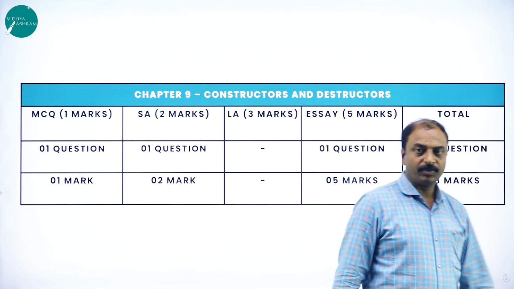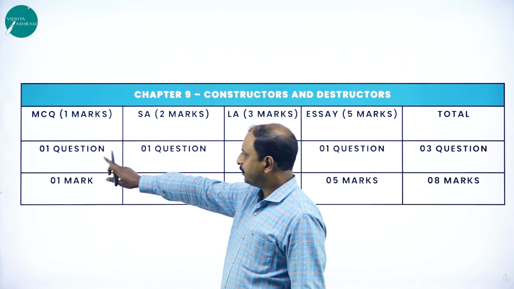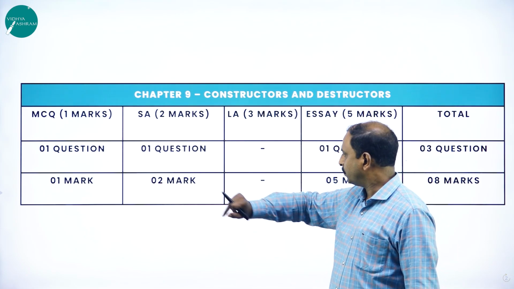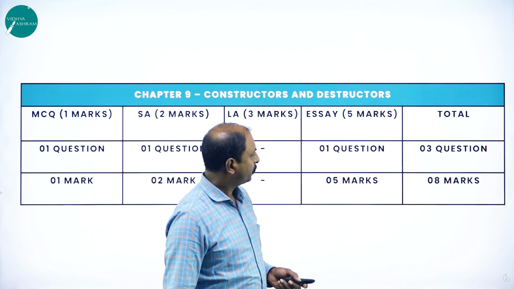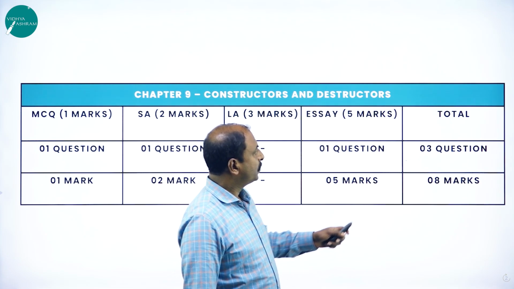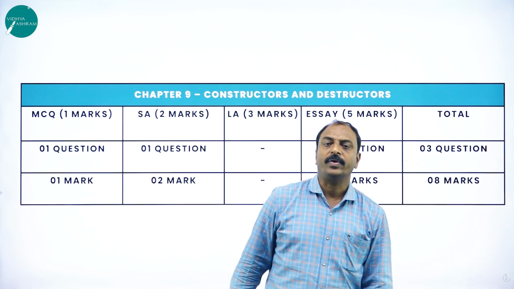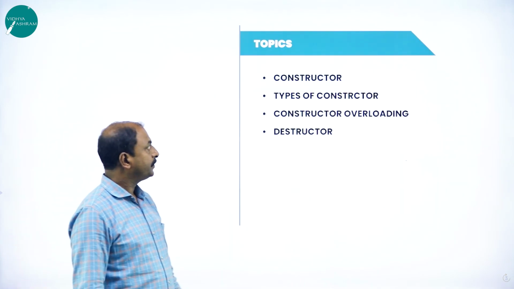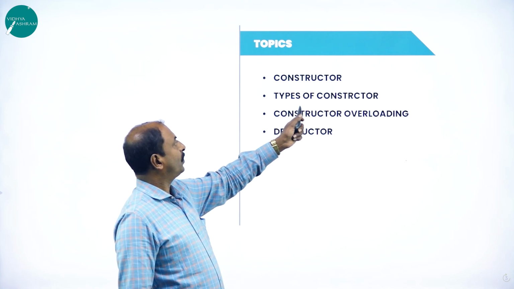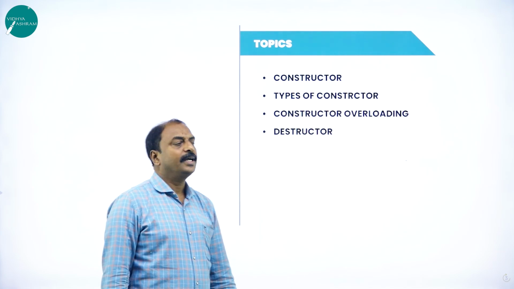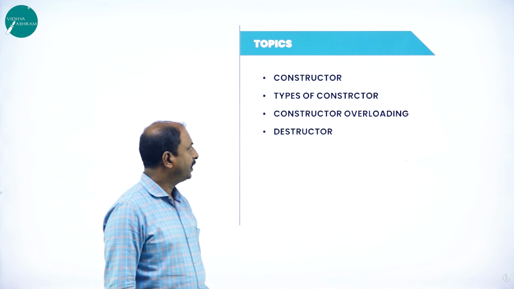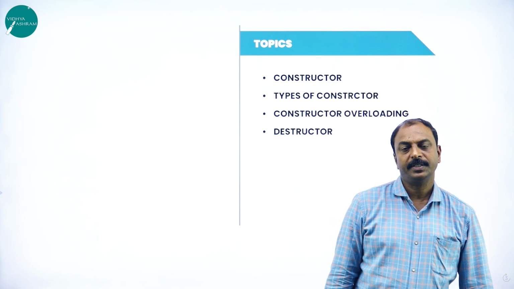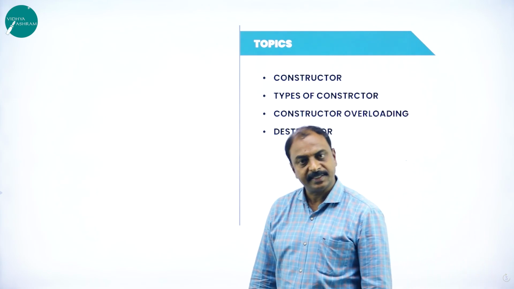Now, the weightage of the chapter is as follows. We have one MCQ question for 1 mark, one 2-mark question, and one 5-mark question. Totally you have 8 marks. So the weightage of the chapter is 8 marks. In this chapter, we are going to learn constructors, the types of constructors, constructor overloading, and destructors. These are the concepts we are going to learn with syntax and example programs.